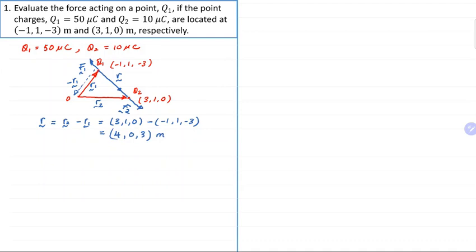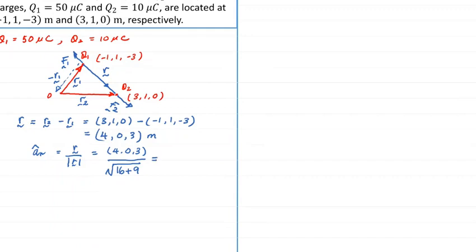So next we want to work out our unit vector for R. That will be our vector R divided by the magnitude of our vector R. That will be 4, 0, 3 divided by the square root of 16 plus 9. This will give us 0.8, 0, 0.6.